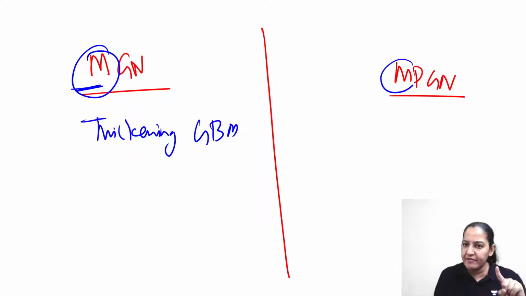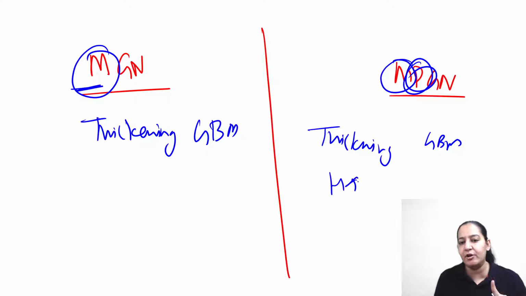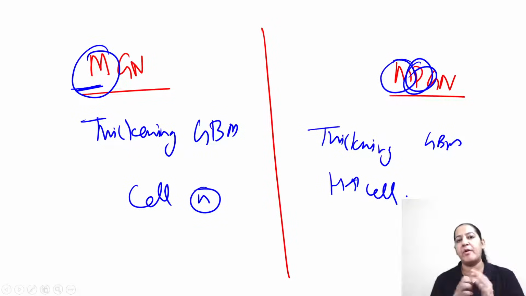In membranoproliferative, membranous component is there. So thickening of glomerular basement membrane is also there. But the difference is proliferative. So proliferation means hypercellularity. Here hypercellularity is also a feature. In membranous, cellularity is normal. It is not hyperproliferative. Have you got the difference between membranous and membranoproliferative? The name itself says its meaning.